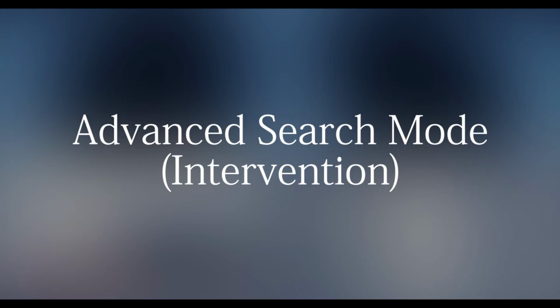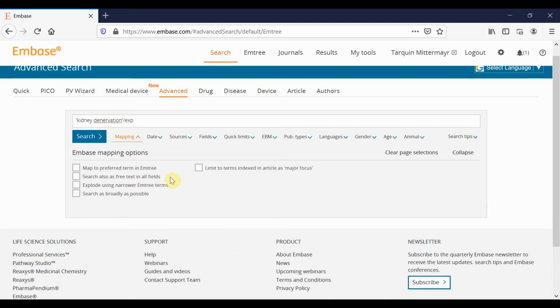Using the advanced search mode to identify literature on the intervention. Similarly to the disease search mode, different checkboxes can also be checked in the advanced search mode in order to either narrow down or extend the search. It is recommended to check the box "Search also as free text."